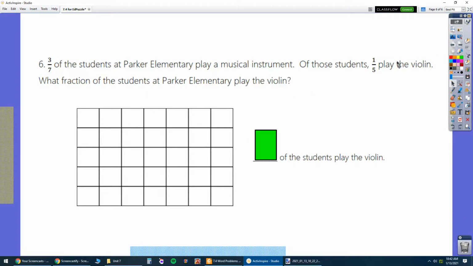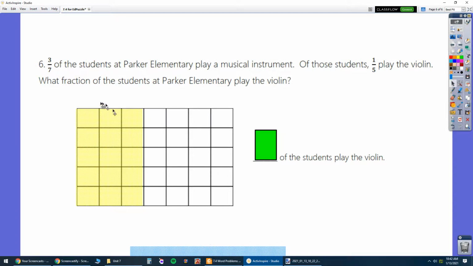And our last one. 3/7 of the students at Parker Elementary play a musical instrument. Out of those students, though, only 1/5 play a violin. We want to know what fraction plays an instrument and also is playing violin. So I will shade in 3 out of 7. Why did I do that? Because 3/7 means 3 parts out of 7. That's 3 columns, 1, 2, 3 out of 7 columns.